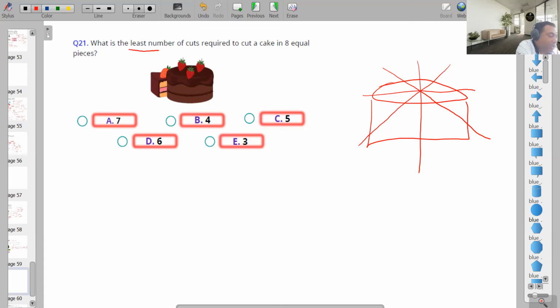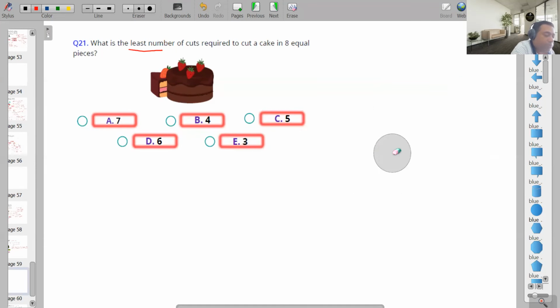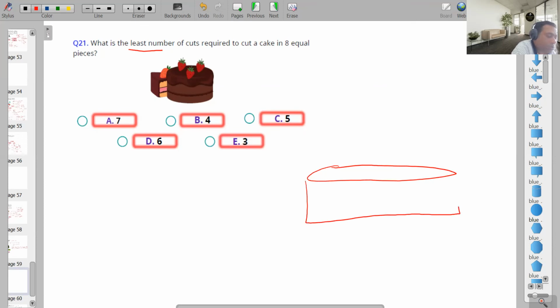However, it is asking the least number of cuts, and equal pieces. So what you can do in that case is, let's say you have the cake like this. First cut, you do a cut from the top, let's say along the length, and then at 90 degrees you do another cut. So now you have 4 pieces.